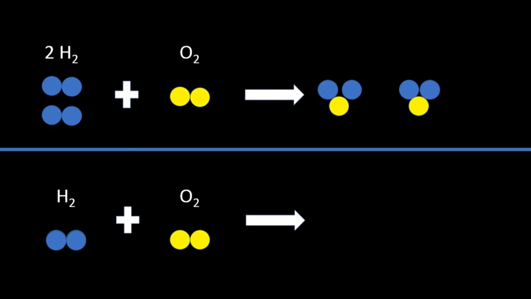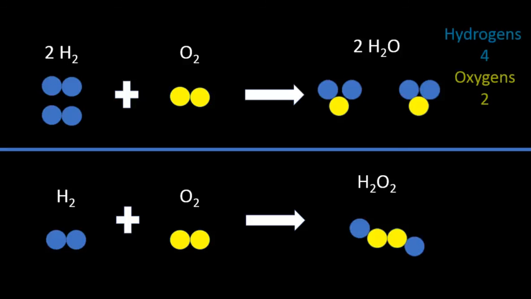So here we have hydrogen and oxygen combining to make 2 molecules of H2O, and then on the bottom we have hydrogen and oxygen making a molecule of H2O2 or peroxide. Now if we look at the molecules and look at the individual atoms, you'll see on the left where we have the reactants, at the top, for instance, we start with 4 hydrogens and 2 oxygens, and on the product side we also have 4 hydrogens and 2 oxygens.